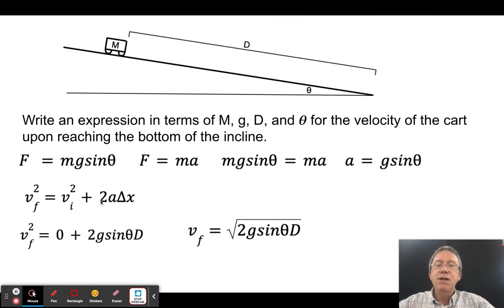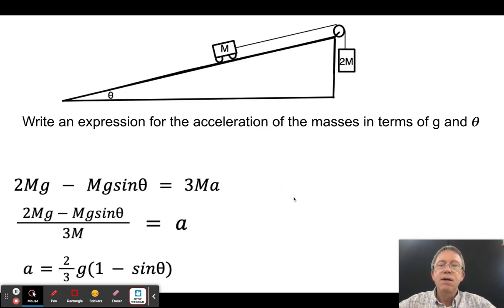Okay, so now I'm just going to start substituting in. I know that the initial velocity is 0. It's released from rest. And I'm going to substitute a with g sine theta, and I'm going to use d to represent x. And now I just solve this for v, and I just get the square root of 2g sine theta d.